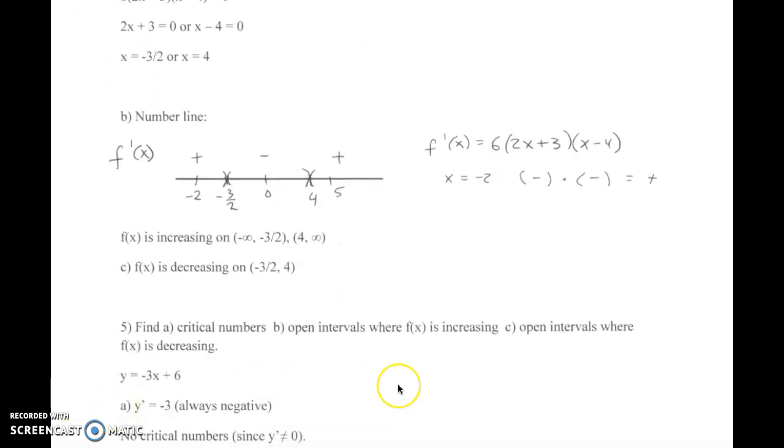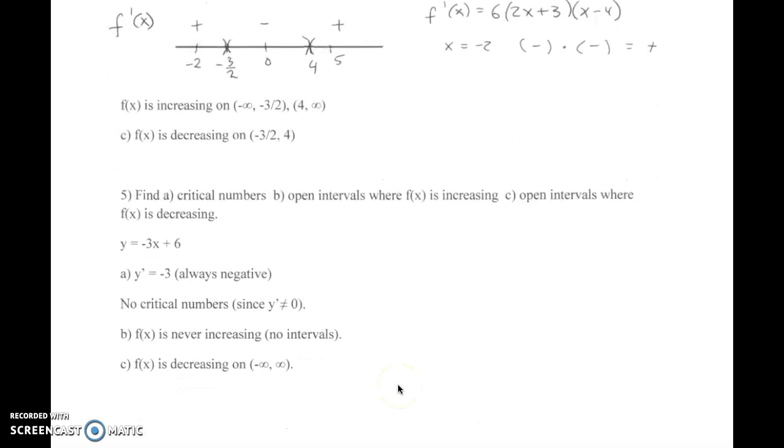Example 5 I have here, we want to find critical numbers and open intervals of increasing and decreasing. Here's a linear function, y is equal to -3x plus 6. But when we take the derivative, we end up with just a number, which is -3. Okay, so this number is always negative. Since we cannot set the derivative equal to 0, there are no critical numbers. So the function is never increasing. And because it is negative, it is decreasing from -infinity to positive infinity.